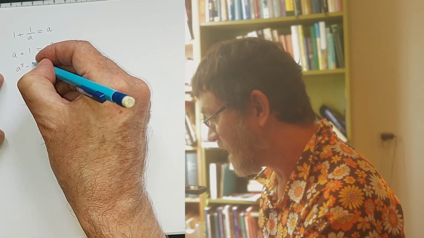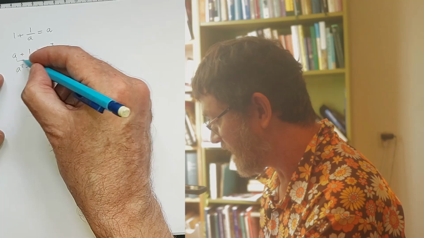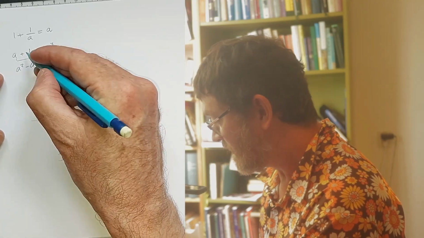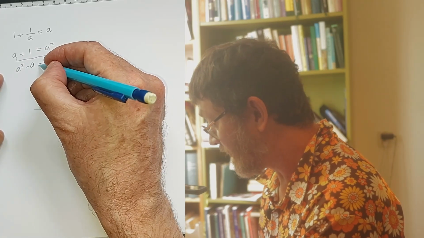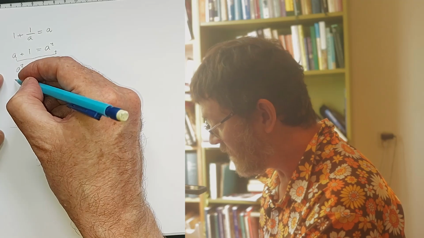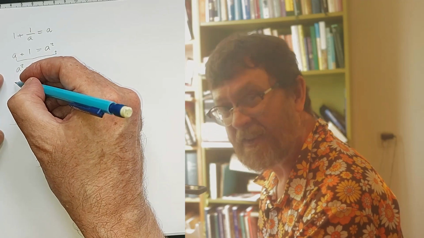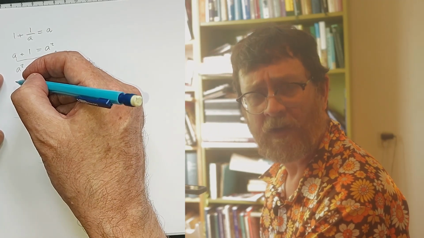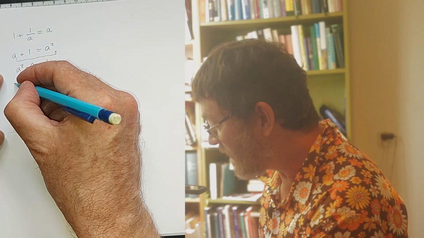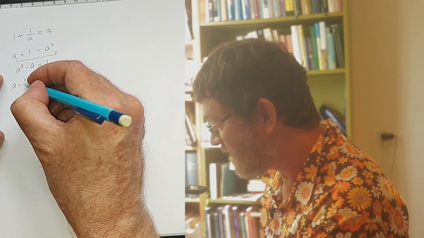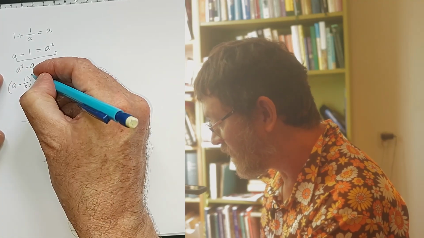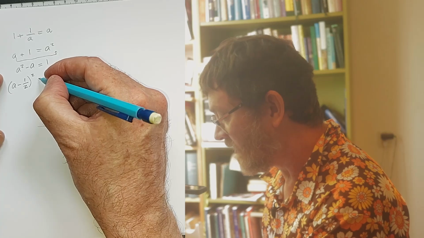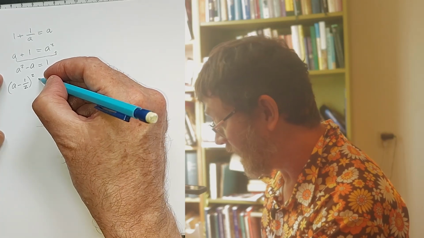A squared minus A, taking this A to the other side. Subtract A from both sides if you like, is 1. Now, we could use the quadratic formula if we knew the quadratic formula, but I don't remember the quadratic formula. Not really my thing. So what I'm going to do is I'm going to say A minus a half squared. I'm just going to work out what A minus a half squared is, and you'll see why very quickly.